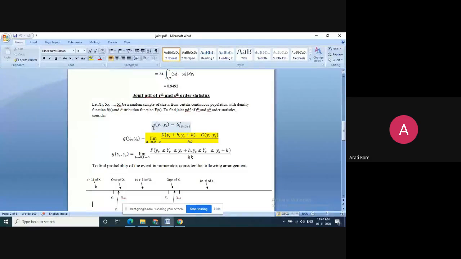What we did, g of y_r, y_s is equal to G dash of y_r, y_s, right? So what is g of y_r, y_s in terms of limit? It is limit h tends to 0, k tends to 0, capital G of y_r plus h, y_s plus k minus G of y_r, y_s upon hk. So basically we use the definition of derivative in terms of limits.